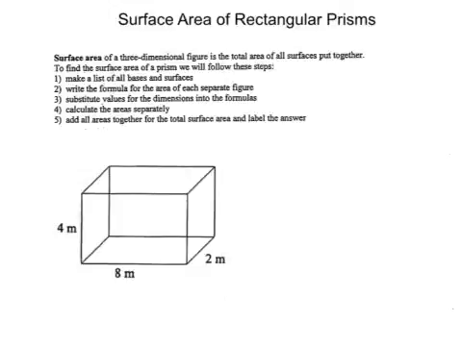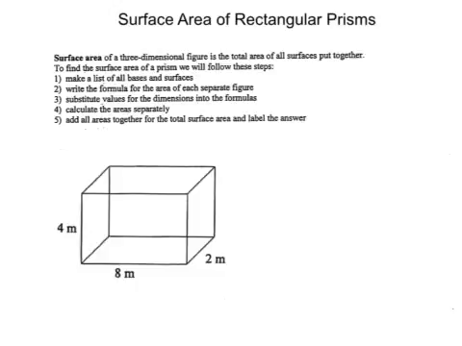So we are going to look at surface area of rectangular prisms today, and we're not going to really follow a formula, but we are going to have some required steps. Let's first talk about what surface area is. Surface area of a three-dimensional figure is the total areas of all surfaces put together. What that basically means is you are going to be finding the area of all the faces and adding them up. So let's take a look at what our steps are.